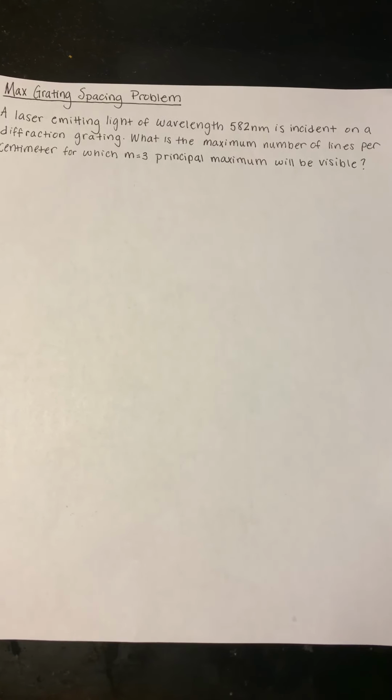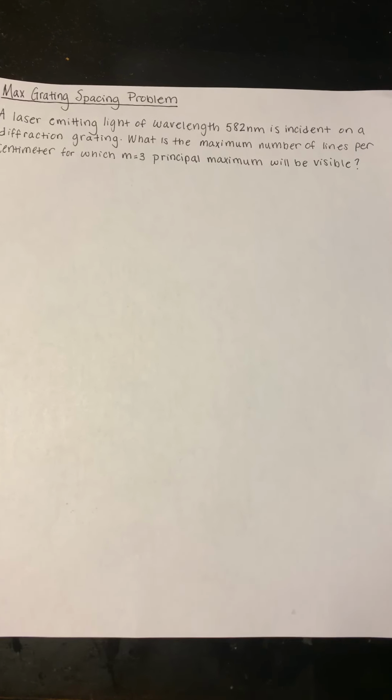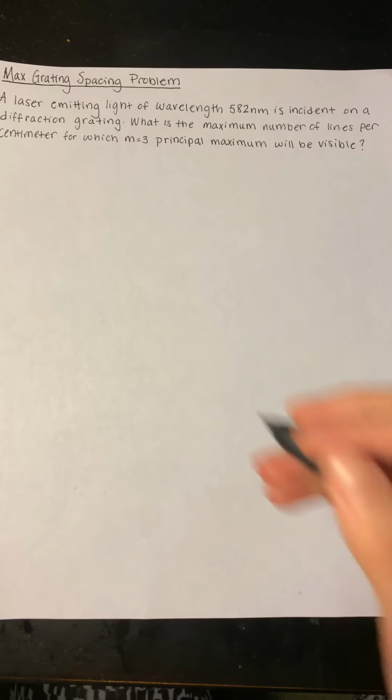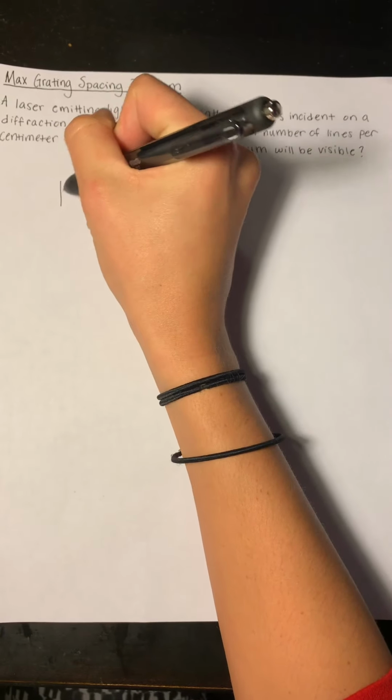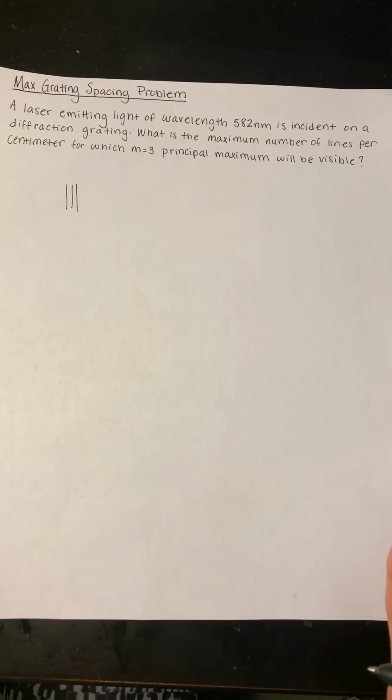So here we can start with what is a diffraction grating. A diffraction grating is a series of many narrow lines or slits on a flat surface. So we are given m equals 3. What this means is that there are going to be 3 light waves going through our diffraction grating.